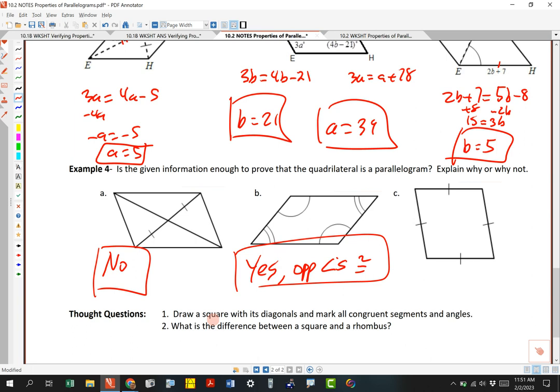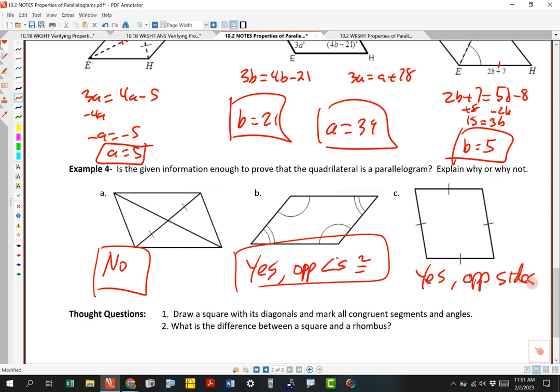Okay. Somebody who's got their hand up, tell us why you think it's a yes. What is it about this that makes it so that it would be a parallelogram? You can't have a shape with 4 congruent sides that's not a parallelogram. You think it is? It is. How come? Because all the sides are congruent. More specifically, opposite sides have to be. Opposite sides are congruent. Now, this is a yes.